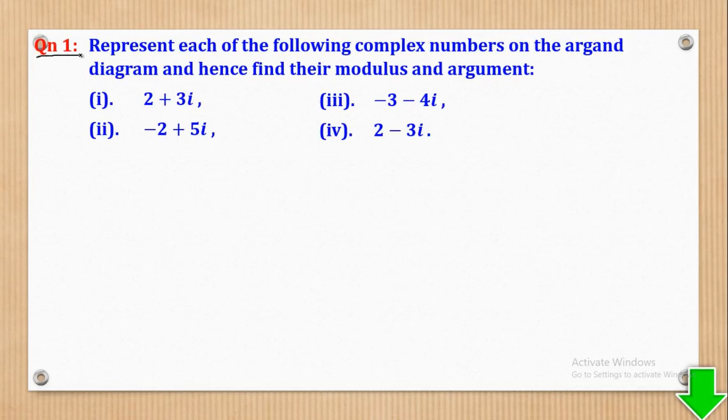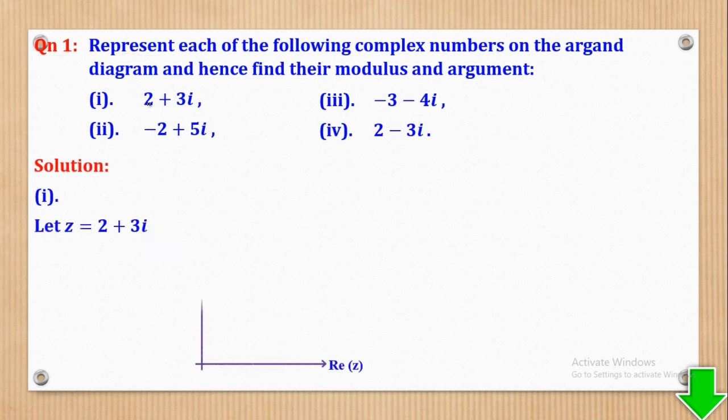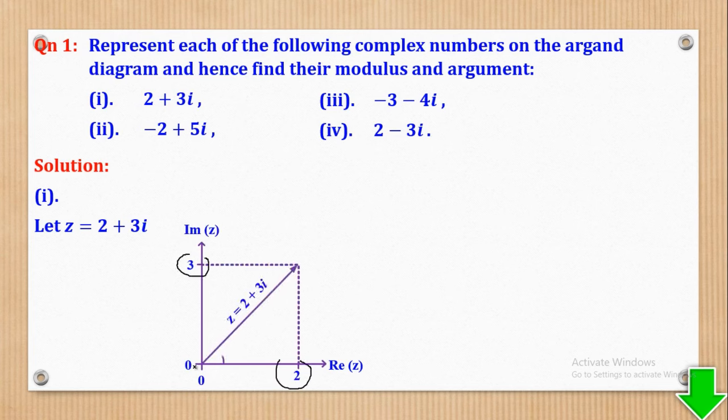So question 1 says, represent each of the following complex numbers on an Argand diagram and hence find their modulus and argument. So look at this first one. Both are positive. Positive real, positive imaginary. Therefore we shall come and draw, locate our positive 2. Remember we said here we just sketch. So locate positive 2 here and locate positive 3 here. Then the line from the origin to this point will be your complex number. Remember to put this arrow at the end.